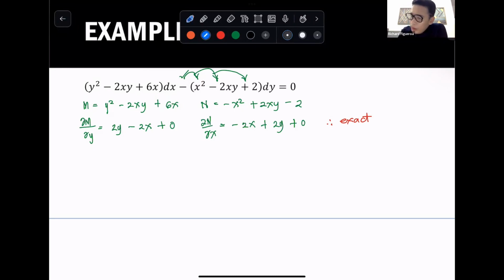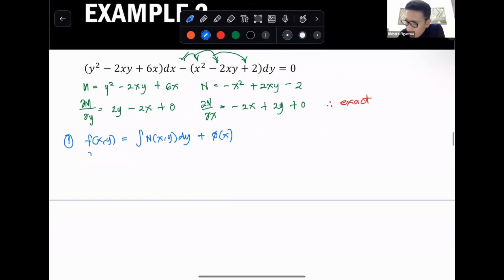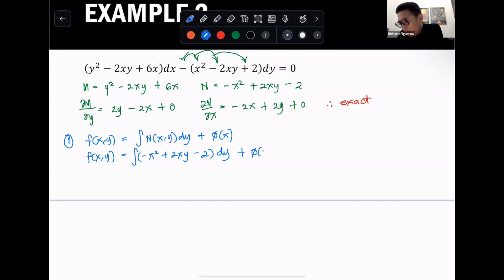So now, we proceed with our first step. First step is partially integrate. Palitan ko naman to. Ang gagamitin ko is yung n. So f of xy, I'll be using n of xy dy. And this one should be phi of x instead of phi of y. So f of xy then will be equal to, yung buong n yung may negative. So that is negative x squared plus 2xy minus 2, and then dy. Integrate it, and then plus p of x.